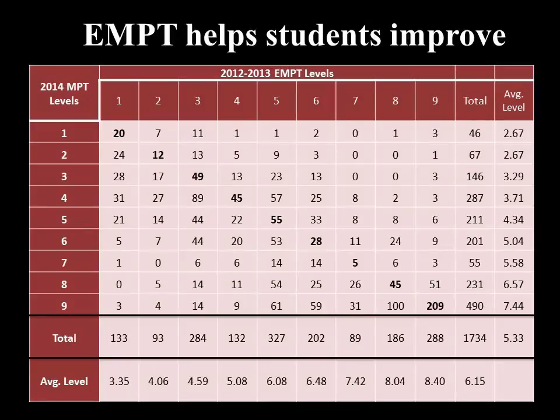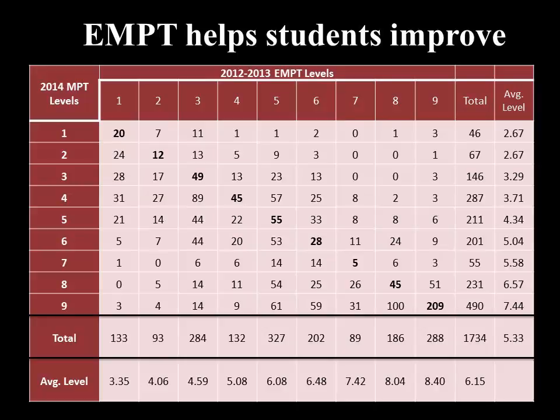And another thing that I want to show you here is, on the left-hand side, folks who, after they take their actual math placement test, we converted their math placement test to the 9 levels, the 1 through 9, and that's what you see in the column. And then across the top in the row is what their EMPT level was. So these are students who took both the EMPT as juniors, and then how they scored when they came and took their actual math placement test.